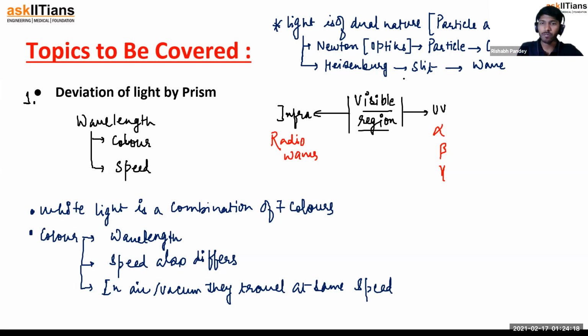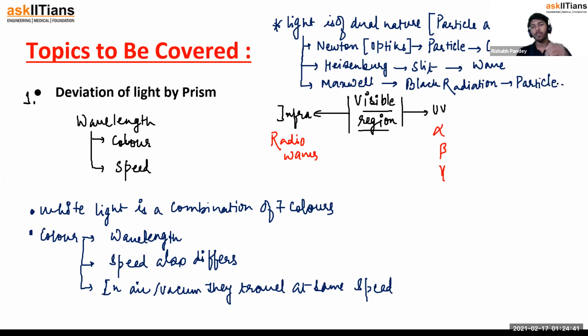But the real problem arrives over here. Another scientist whose name was Maxwell performed black body radiation. I'll just write it as black radiation. And he said that this phenomena is only possible when light behaves as particle. Look. This is where the real problem started, basically. Now light was showing the behavior of wave, and light was showing the behavior of particle, both the situations, right? Ultimately, it was concluded.